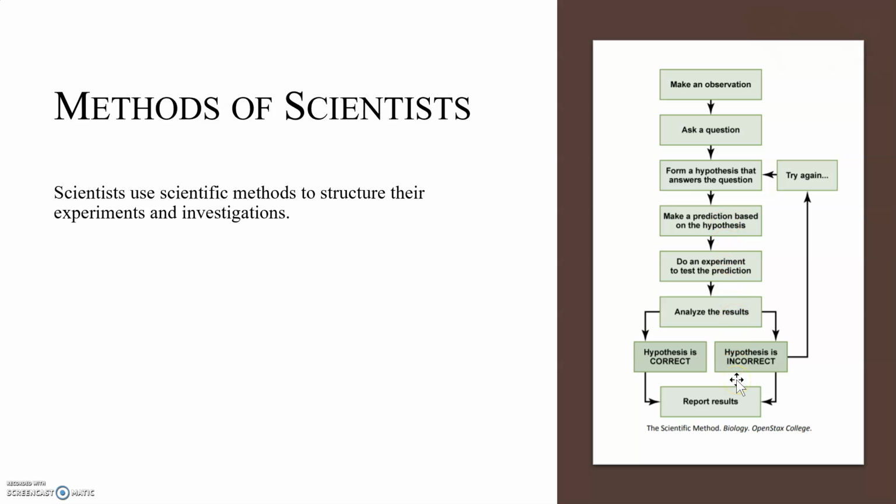And if you find eventually that your hypothesis is incorrect, you might try again. And you'll loop around until your hypothesis is correct and report the results. And also sometimes you may actually loop back from a correct hypothesis, but it just depends on the situation.